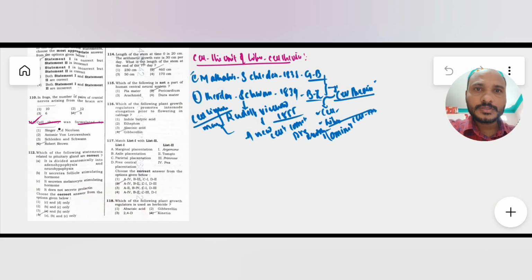Question 111: cell theory was formulated by two scientists. They are Singer and Nicholson. So the right answer is the first one. We discussed all these things, and now we'll note this for the contest.